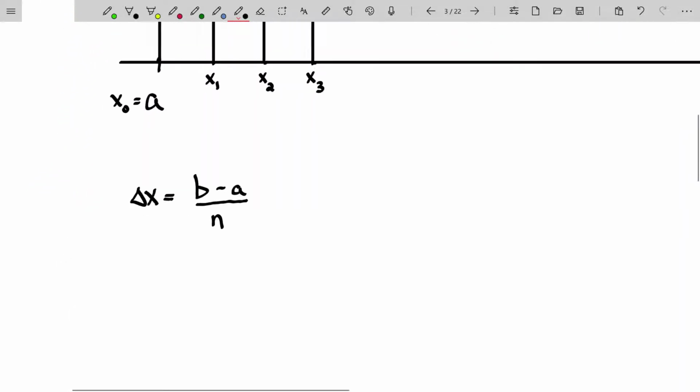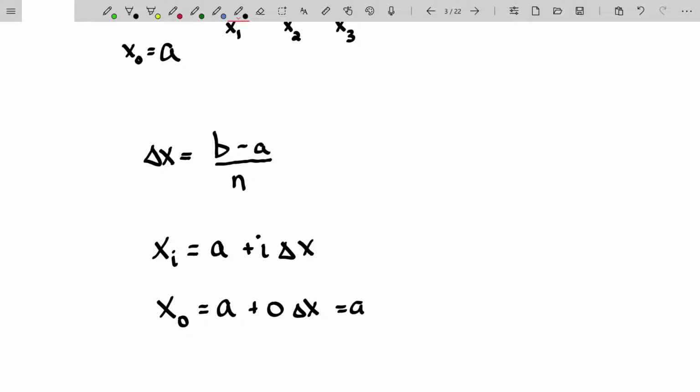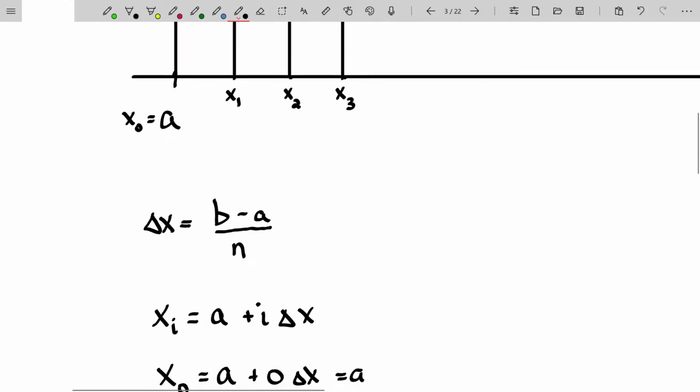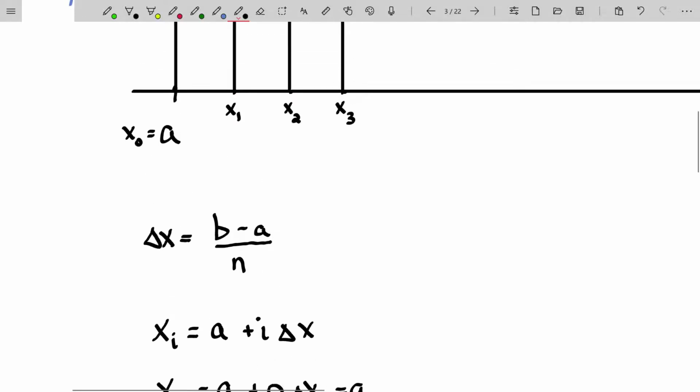And the formula to arrive at the ith slice is the following. X sub I is A plus I delta X. Let me give you an example. If we looked at X sub 0, we'd start at A and we would not move at all. So in other words, we'd be at A, which is exactly true right there. If we wanted to get to X sub 1, we'd start at A and take one step of size delta X. That is true.